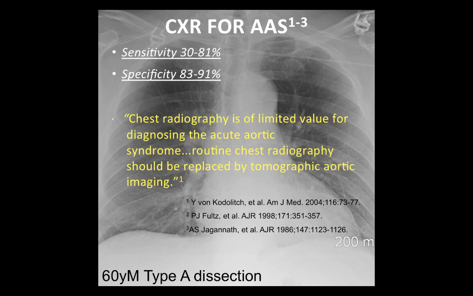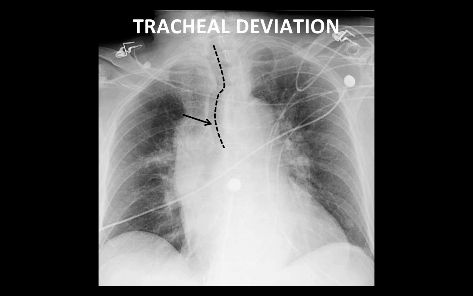That being said, I think that we will continue to see chest x-rays performed in patients who present with chest pain, not necessarily to rule out aortic dissection, but to help detect any other potential causes of acute chest pain. Now, there are some findings on chest x-ray that we need to be aware of that would make us more suspicious of acute aortic syndrome.